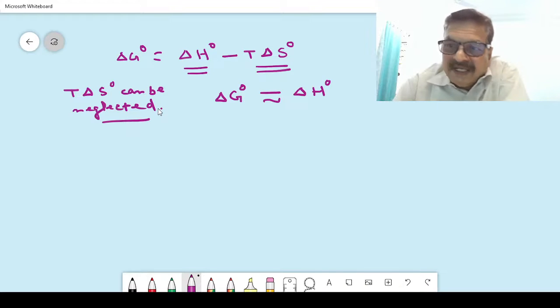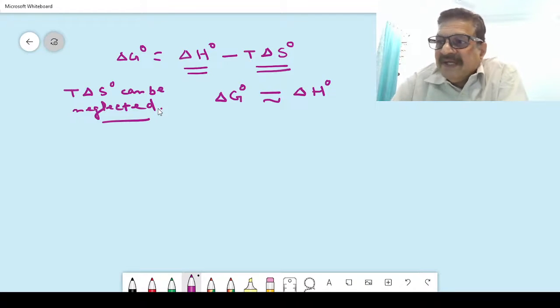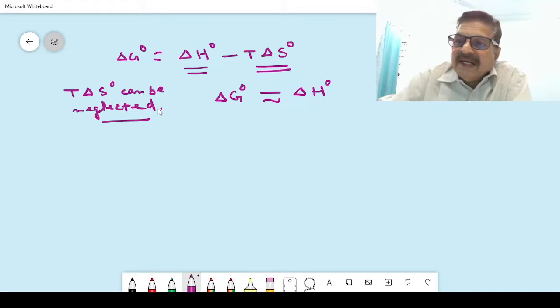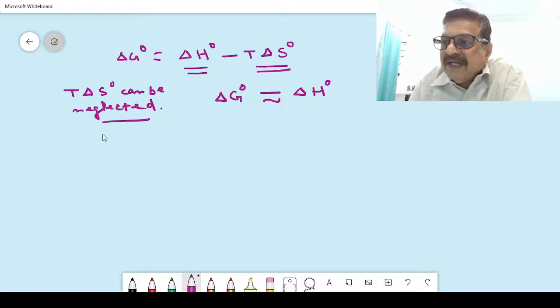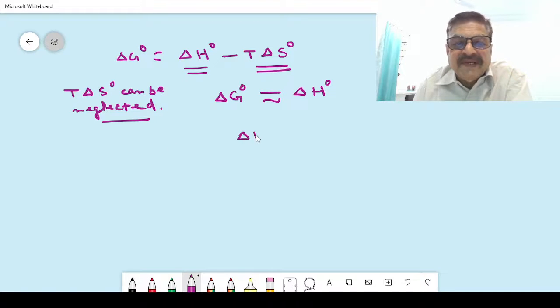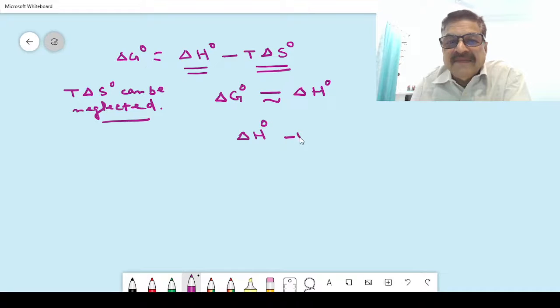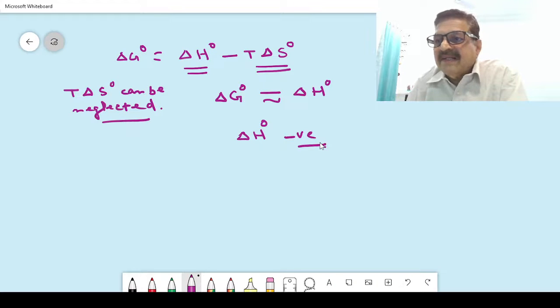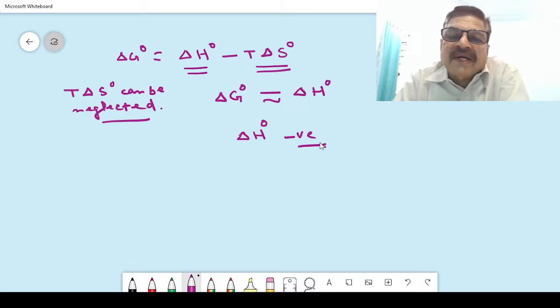So accordingly, the product is favored in a reaction in which delta H is a negative value. Delta G we are approximating with the delta H here. Therefore, the product is favored in the reaction in which delta H is negative. Now, delta H has a negative value, that is, the bonds in the product are stronger than the bonds in the starting materials, the reacting materials.